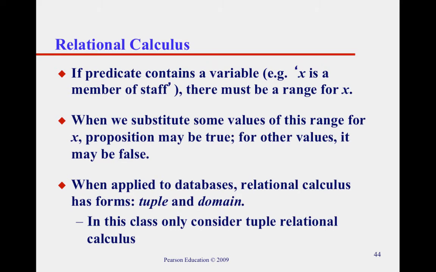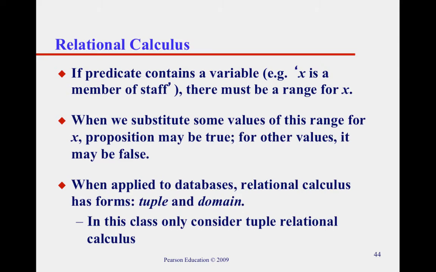So when a predicate contains a variable, such as salary, there has to be a range for it. That range can either be what's called a domain or a tuple. We're only going to worry about tuples because that's what SQL uses. So there are two forms of the relational calculus. One's called the tuple calculus, and one's called the domain calculus. We'll worry only about the tuple calculus.